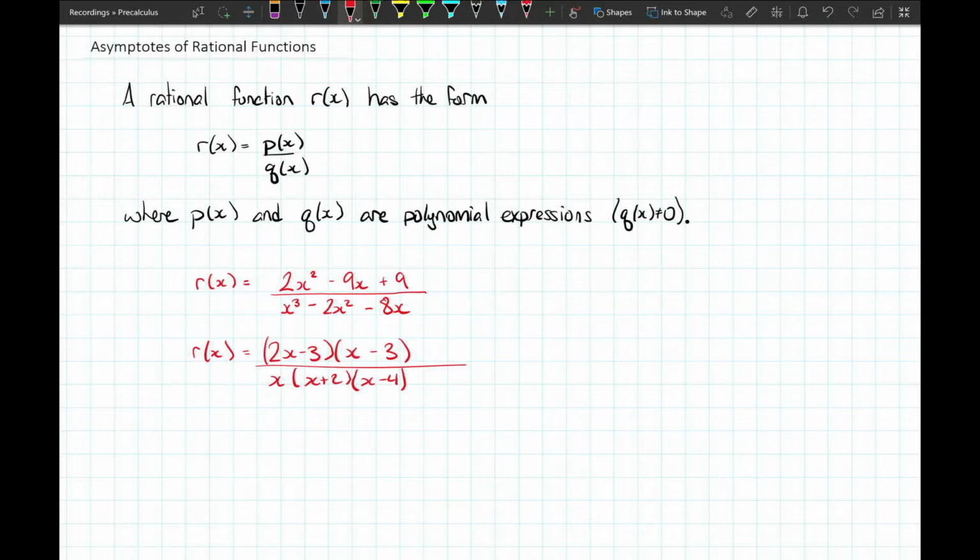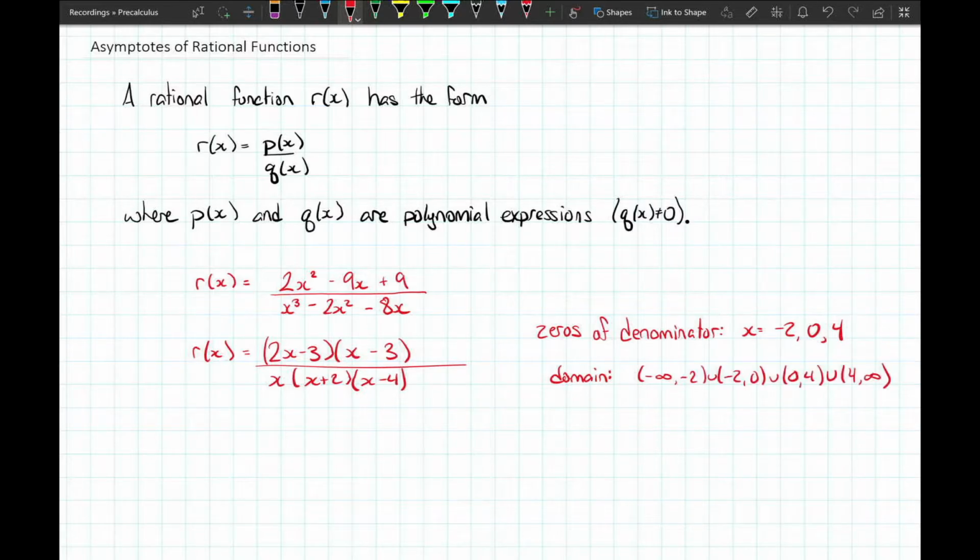Well, looking at the zeros of the denominator, we see the zeros are -2, 0, and 4. So the domain will consist of 4 intervals, and that will be the entire number line excluding those 3 values. Now, the question is, what happens as x approaches one of those many different zeros? For instance, what happens as x approaches -2? Well, we could try that numerically. We could take a look at values close to -2, like -1.99 and -2.01, and that would get us a decent idea. Or we can use a fairly basic concept.